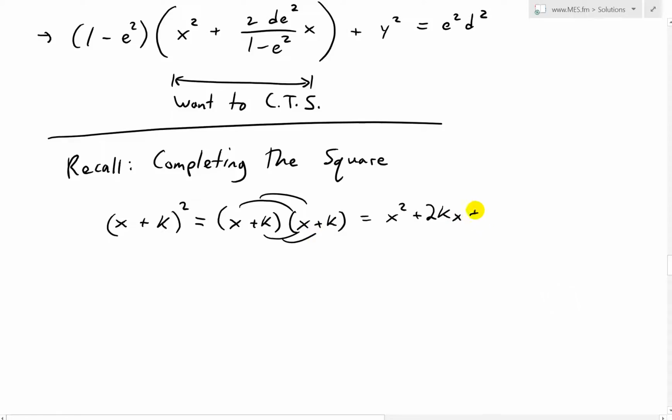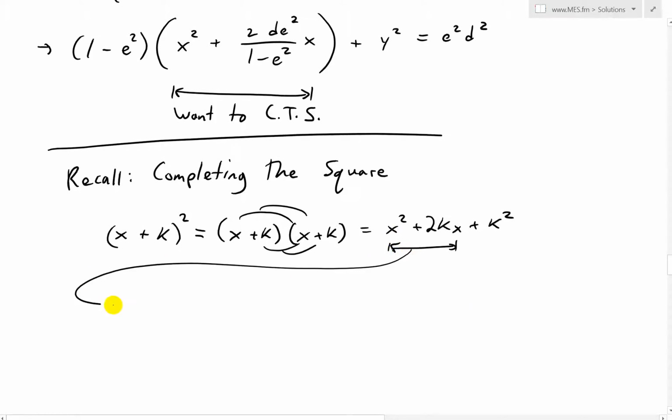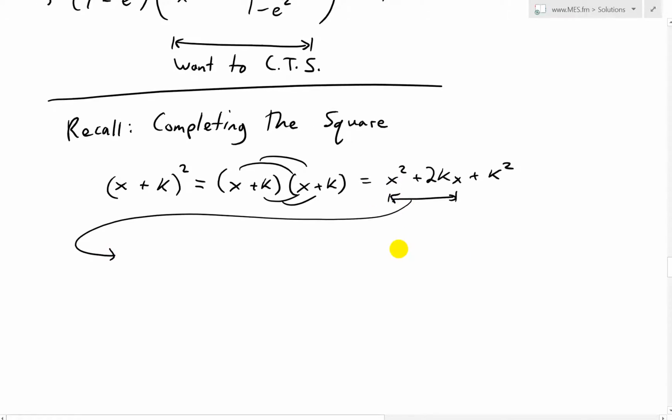K times k is going to be k squared, like that. So now the idea is we want this to be similar to this, x squared plus 2kx, and then separate for this one here. So I'm going to move this over and rearrange everything, and then put this over to that side all the way there.